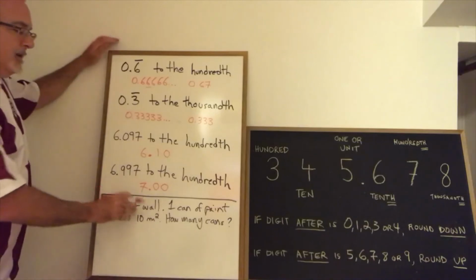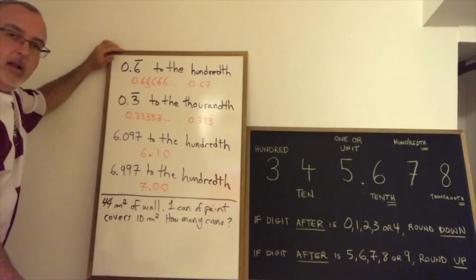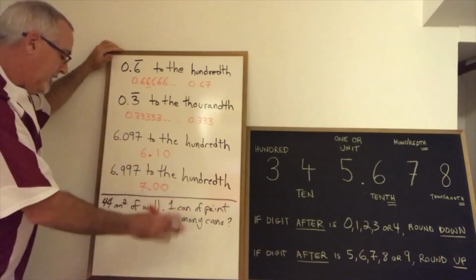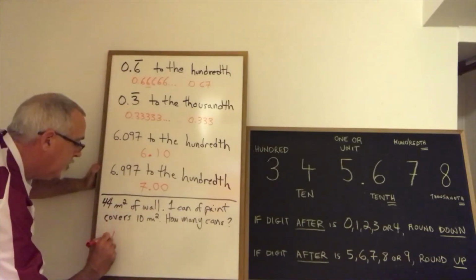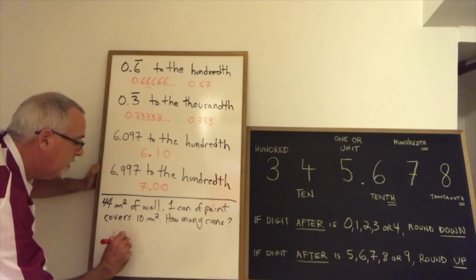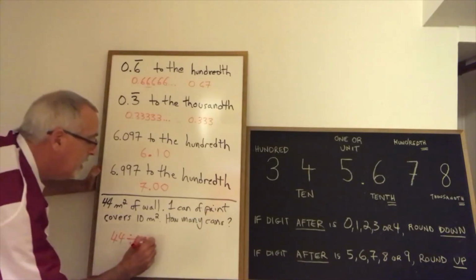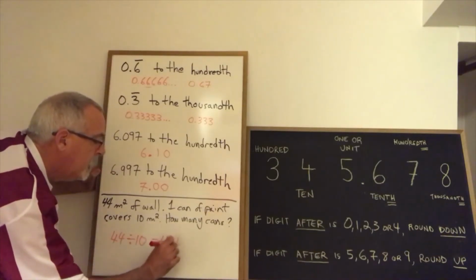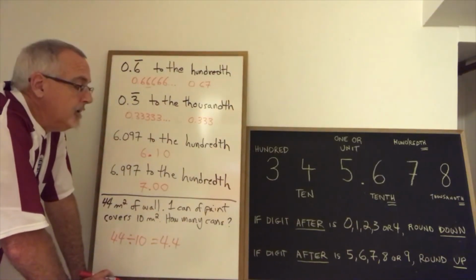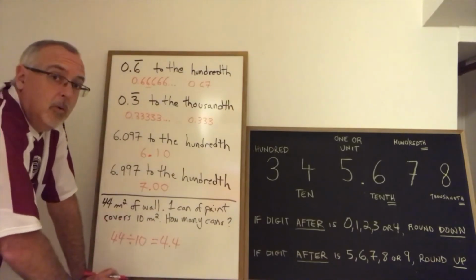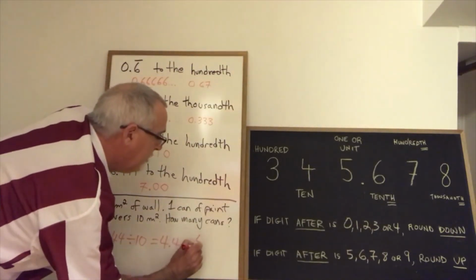Now we have a situation where we don't follow the normal rules of rounding. 44 meters squared of wall has to be painted. 1 can of paint covers 10 meters squared. How many cans do I need? It's a simple calculation. I take the area of the wall and I divide it by the area that a can of paint can cover, 44 divided by 10, and I get 4.4. But 4.4 would round down to 4 cans, and that's not going to be the correct answer because this situation requires us to paint the whole wall. We won't have enough paint if we only buy 4 cans of paint. So we buy 5 cans of paint.